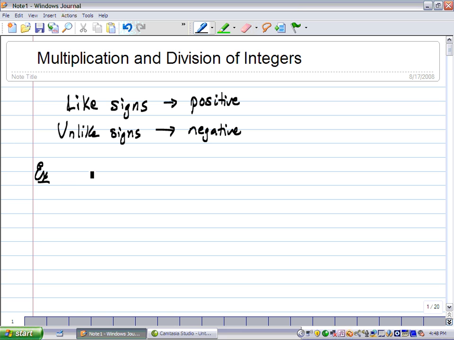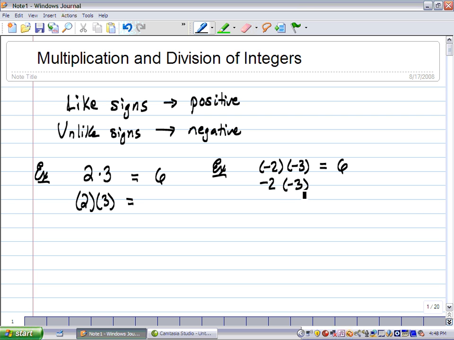So, for example, 2 times 3, or we could write it in parentheses, 2 times 3. They're both positive, so that's 6. Similarly, negative 2 times negative 3 is also 6. You could write one of them in parentheses or both of them.